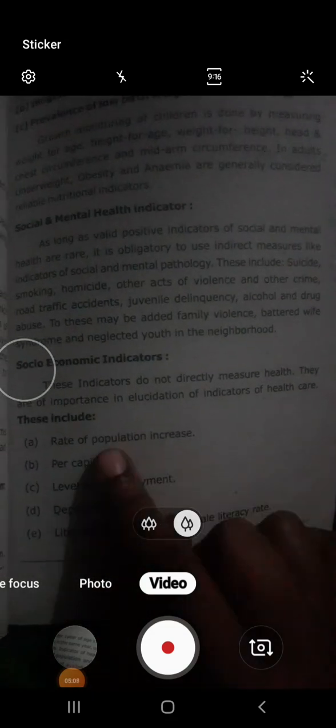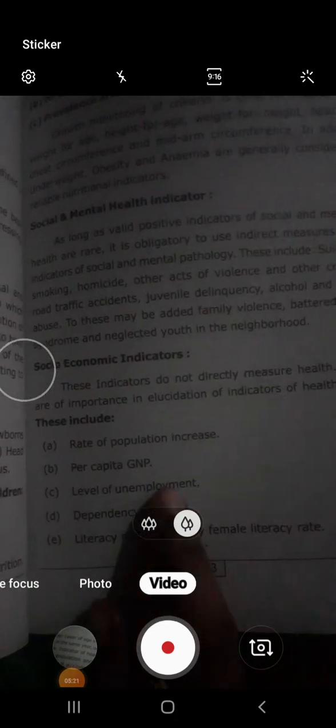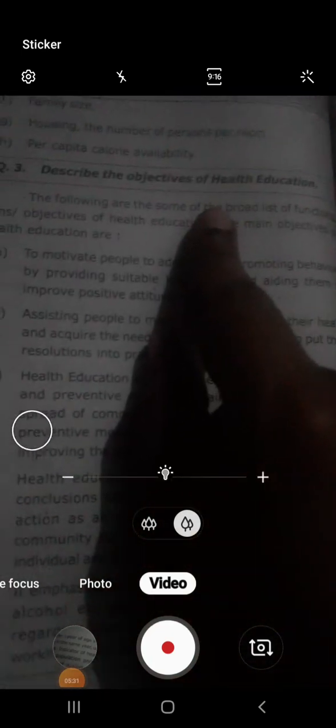Alcohol, drug abuse, this all is going to come under the social and mental health indicators. Next, socio-economic indicators also measure health. Here we can see the rate of population increase, per capita gross rate, level of unemployment, dependency ratio, literacy rate, especially female literacy rate. These all will come under the socio-economic indicators. So this is about the indicators we are going to have. And the next question we are going to have is the objectives of health education.